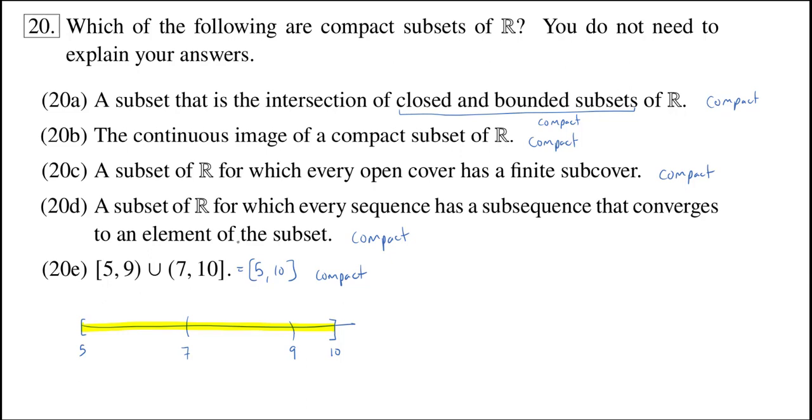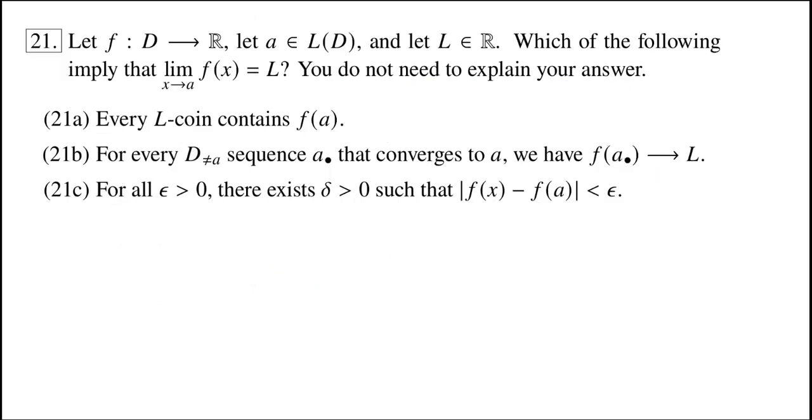Okay, let's check out problem 21. In problem 21, we're given a function from some domain D to the reals. We're given a limit point of D, call it A, and there's some real number L. And we want to know which of the following three statements implies that the limit of f at A is equal to L. Cool, so let's see the first one.